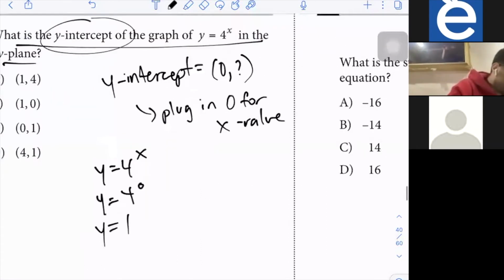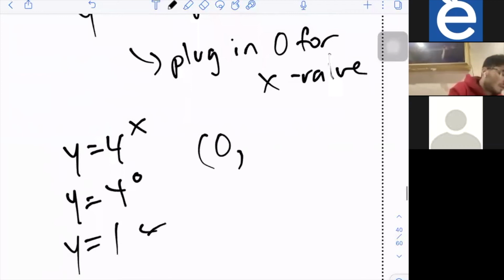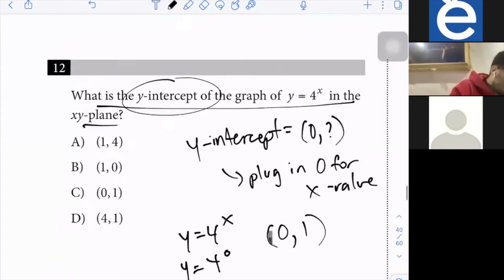And the only choice, so let's write it in the coordinate form. So it's 0, it's always 0, comma, whatever the y-intercept is. And when we found the y-intercept, it was 1. So it's 0, comma, 1. And the only option that shows that is choice C.